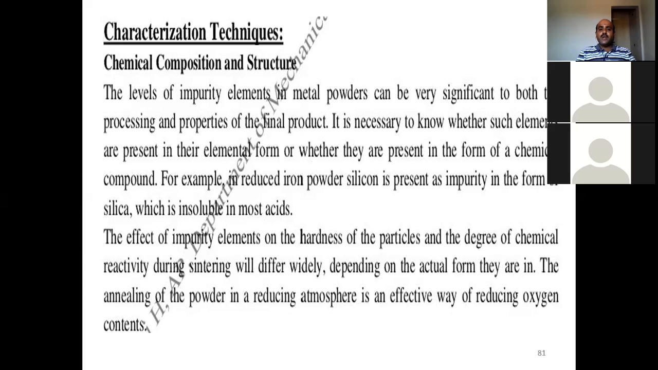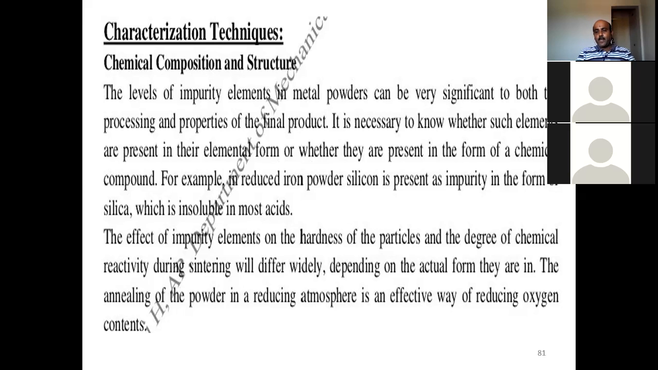The levels of impurity elements in metal powders can be very significant to both the processing and properties of the final product. It is necessary to know whether such elements are present in their elemental form or whether they are present in the form of a chemical compound. For example, in reduced iron powder, silicon is present as an impurity in the form of silica, which is insoluble in most acids. Yeah, this is the most important thing.